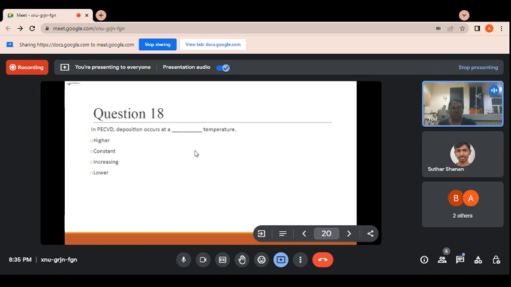Actually in PECVD we need lower temperature. That's why we go for PECVD. At lower temperature we can operate this device. Okay, ma'am. Okay, low temperature.